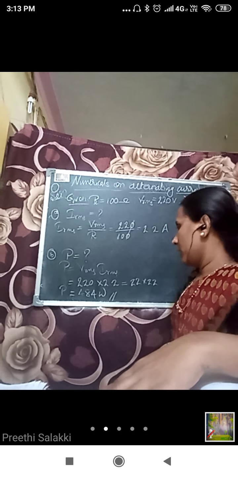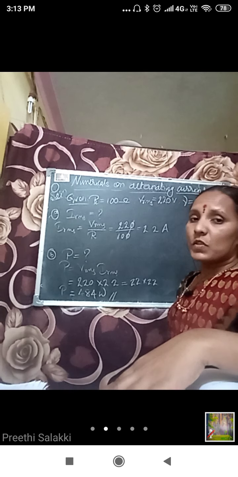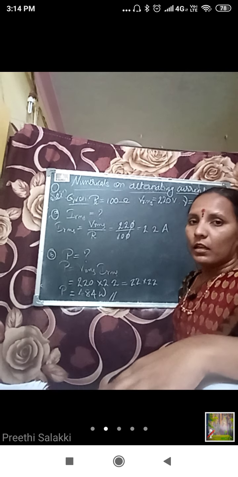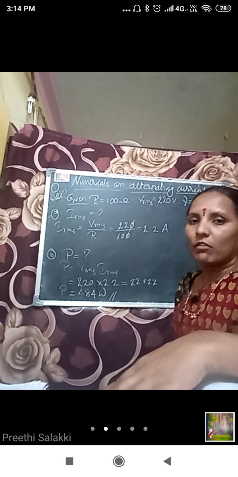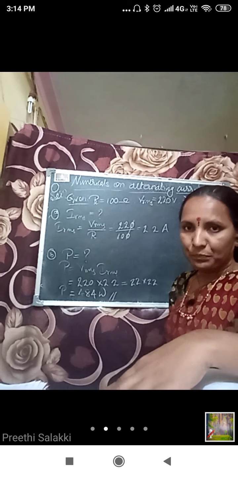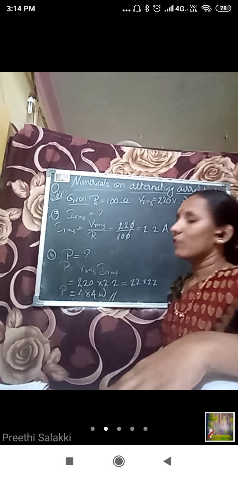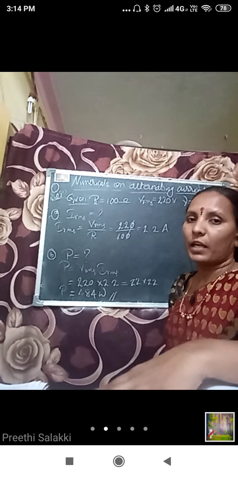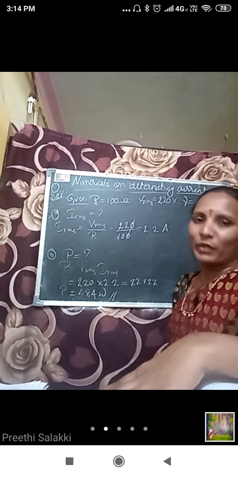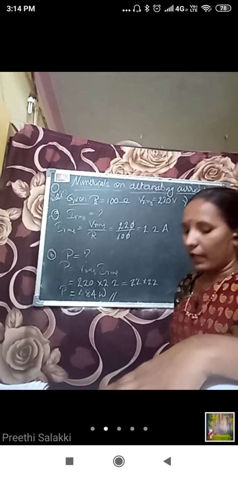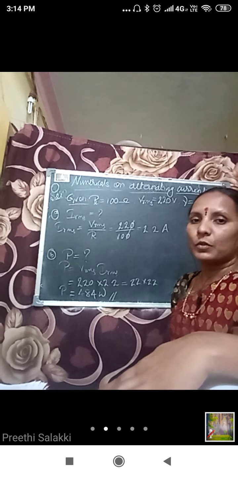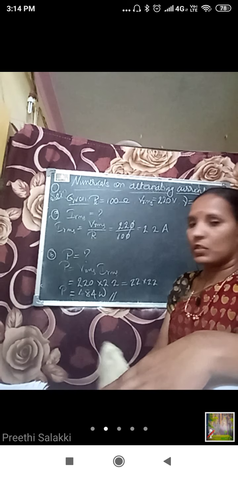Second numerical. I request and hope that students solve simultaneously with me. To make it clear, you are supposed to solve simultaneously. There should not be a time lag for copying. Okay, as I will be rubbing. So this is your first numerical.